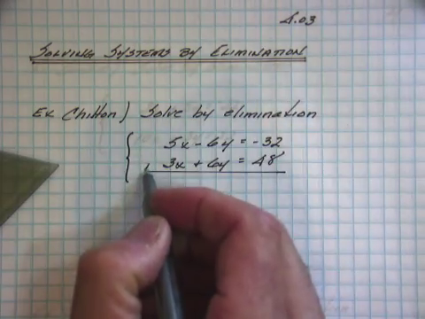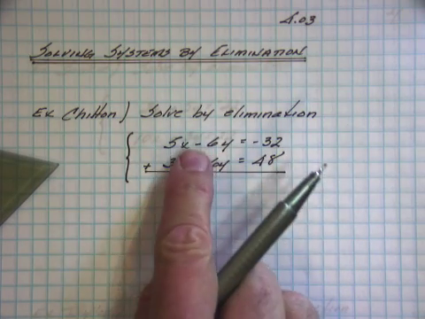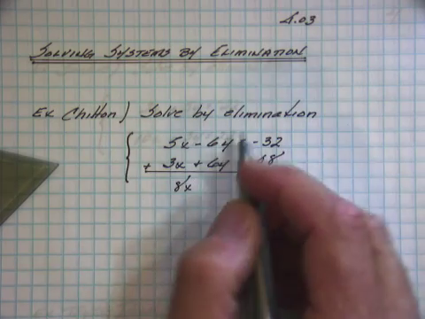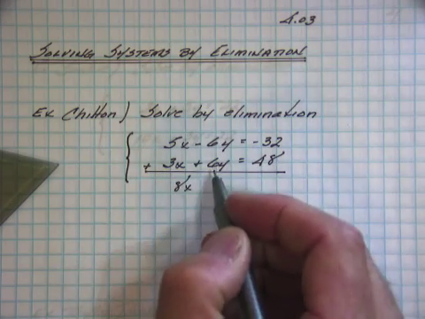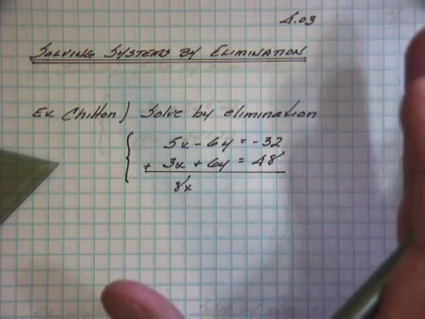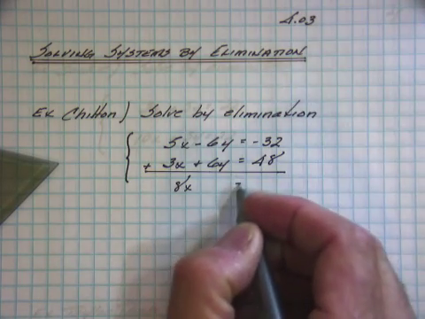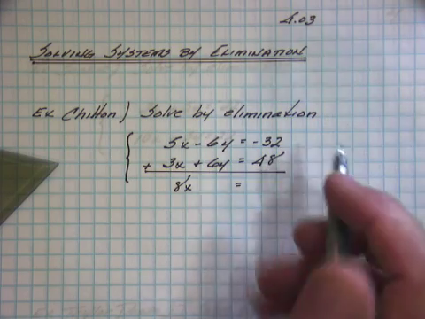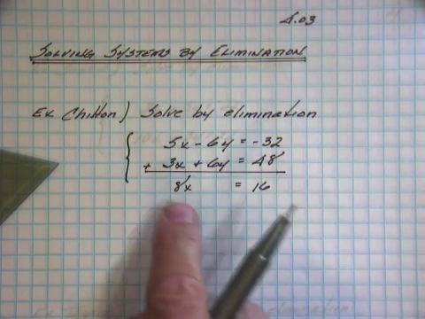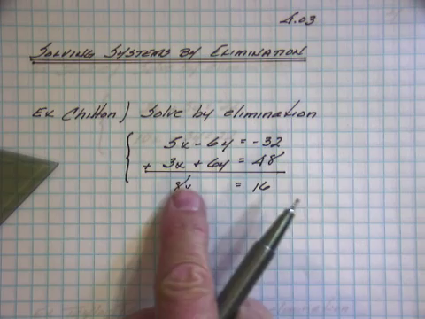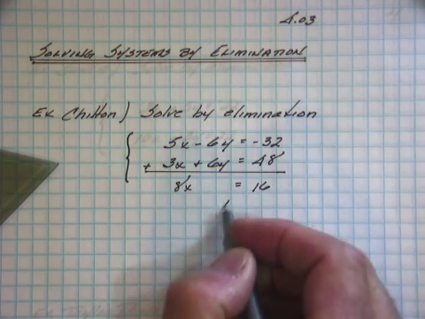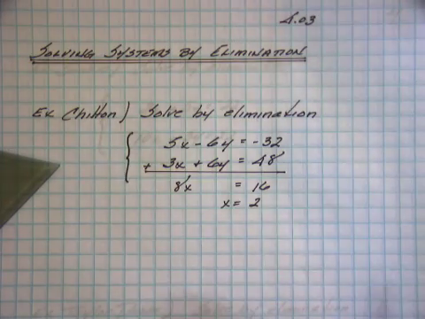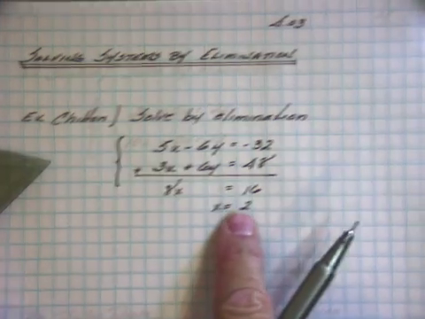Draw a line here, and I'm going to add the two equations. Look, 5x plus 3x is 8x. Negative 6y plus 6y is eliminated because they equal 0. Bring this down, and negative 32 plus 48 is 16. So now I have simply 8x equals 16. Divide both sides by 8, and x equals 2. You see how quick that worked out? Of course, that's only half the answer.